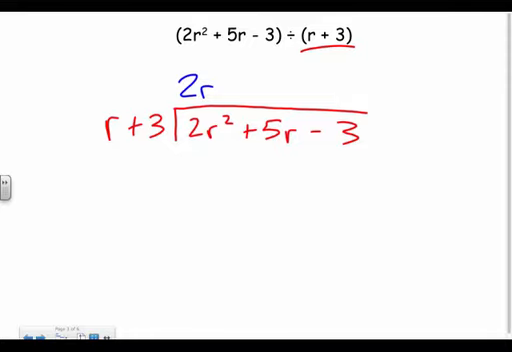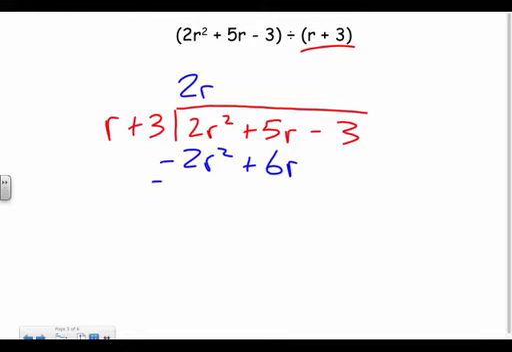But then I got to think about this. I got to take 2r times r, which is 2r squared, like we talked about. But I also got to take 2r times 3, which is 2 times 3 is 6, and I still have my r. So 2r times 3 is 6r. Don't forget to do both terms there when you do that. I know you just look at the 2r squared to determine what you want to multiply by, but mathematically, I got to take this 2r times the r and the 3. Okay, well now, how does it work long division?